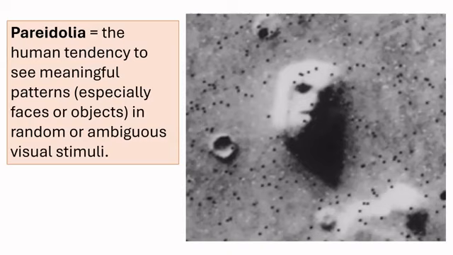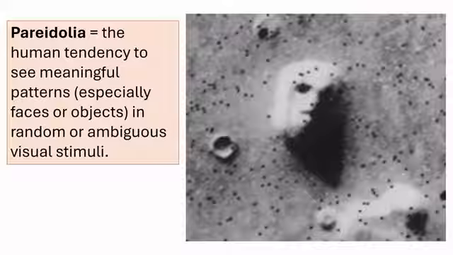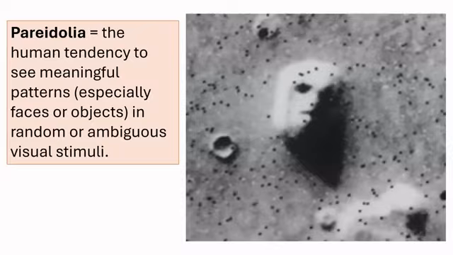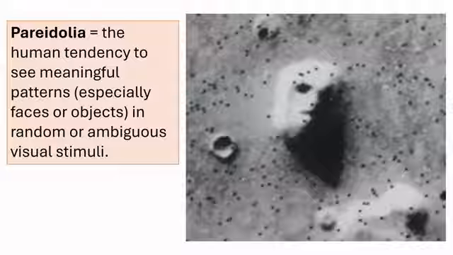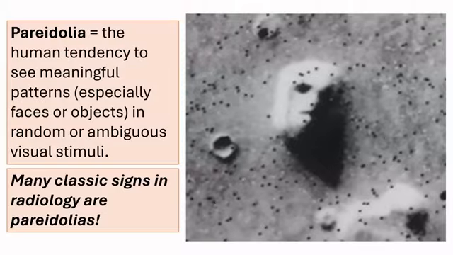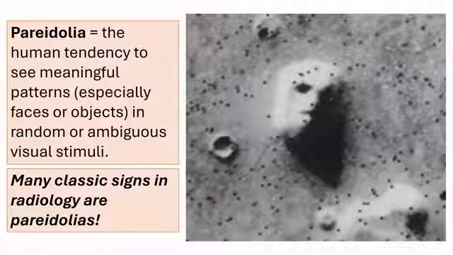But because of the way the image is made and the light falling on the structure, it kind of resembles a face. So we all recognize a face in it, despite the fact that this is not a face. And that's what a pareidolia is. And well, many classic signs in radiology are pareidolias.